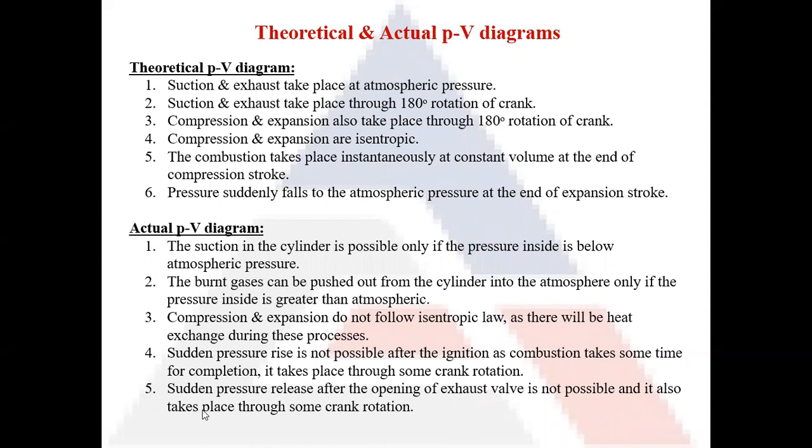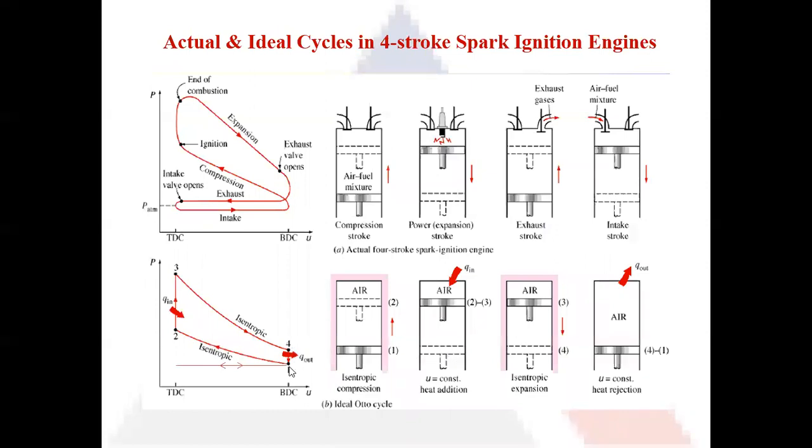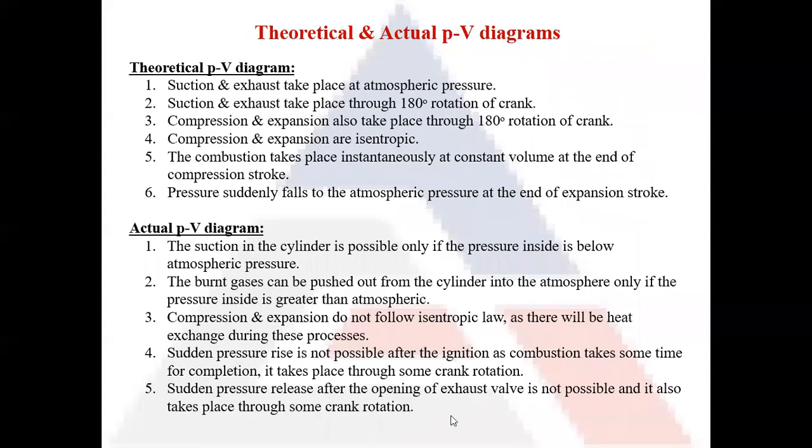Okay. And similarly, sudden pressure release after the opening of exhaust valve is not possible. So here from 4 to 1, the pressure release is shown as instantaneous. So pressure reduces instantaneously. Now this is not possible. It takes some time, or crank rotation, for the pressure to reduce from the cylinder pressure to the atmospheric pressure during the exhaust flow. So this is the difference between your theoretical and actual PV diagram.